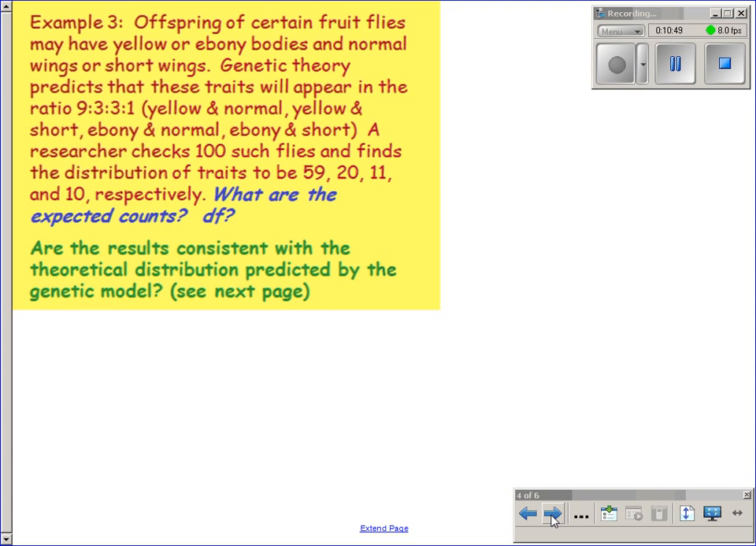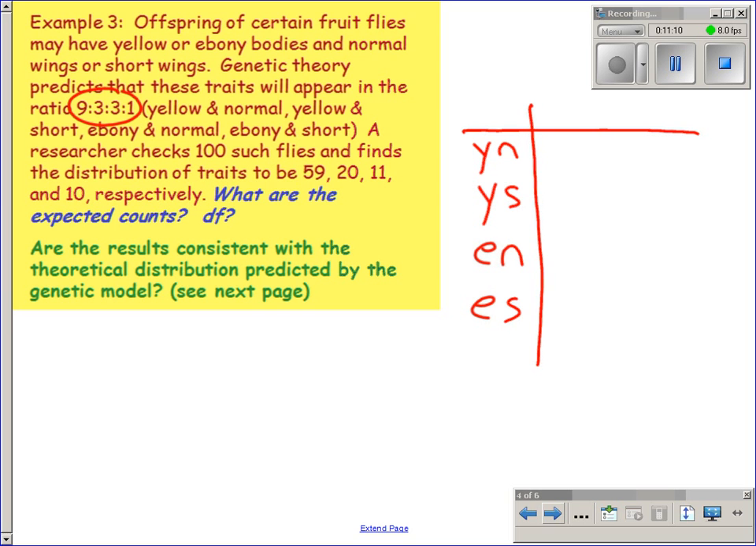So we have fruit flies here, and genetic theory says that these traits will appear in these ratios. And there's 4 different traits here. There's yellow normal, there's yellow and short, there's ebony and normal, and there's ebony and short. So there's 4 different categories here. And a researcher checks 100 fruit flies, and he found that distribution here. Now what I'm going to train you to do here is to make a table. I'm going to look at the expected and what I observed. And I'm going to compare them.